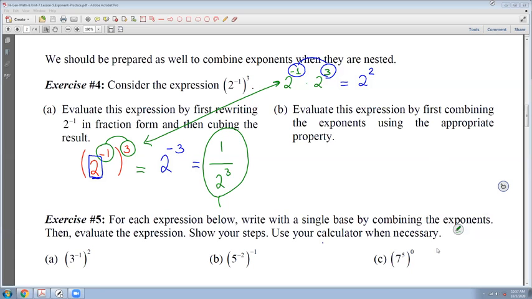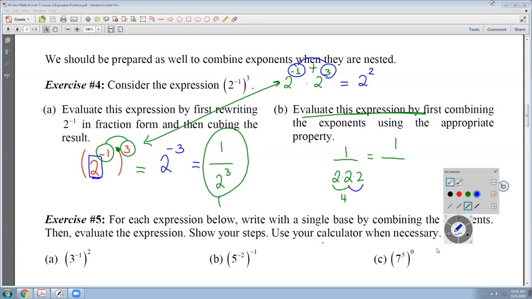This is addition, but this one is multiplication. Okay, it is asking you to evaluate it. Evaluation means that, guys, you have to write what is 2 cube. 2 cube means 2 times 2 times 2. 1 is 1, 2 times 2 is 4, and then 4 times 2 is 8. So the answer is 8. So 1 over 8.